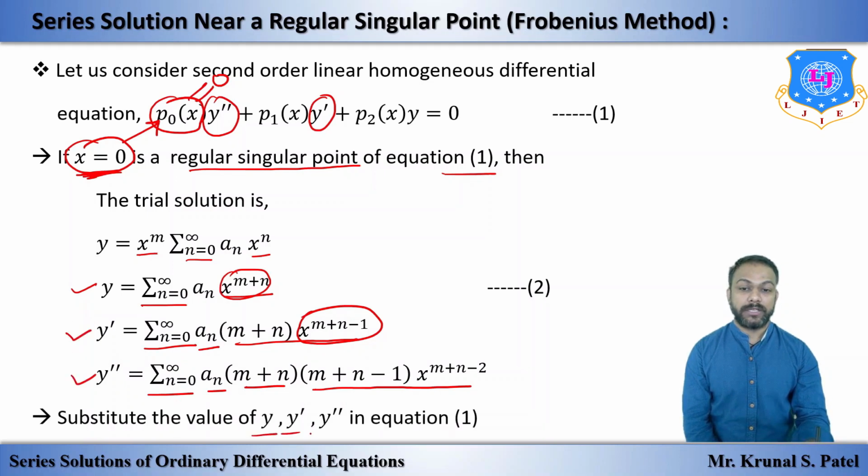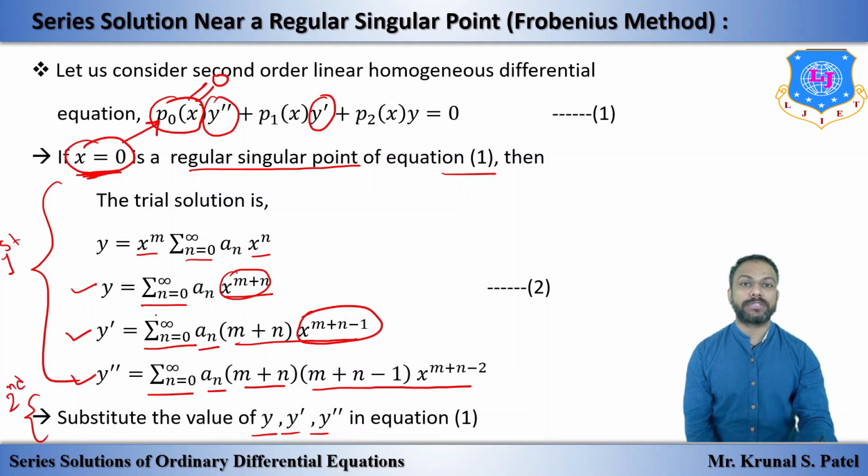Now we'll substitute all these values in equation number 1. As I told, we have 7 steps. That means step number 1 trial solution, second step substitute, third step simplify, fourth step make power of x equal, fifth step make limit of sigma equal, sixth step collect the like power of x. Okay, these are the 6 common steps.